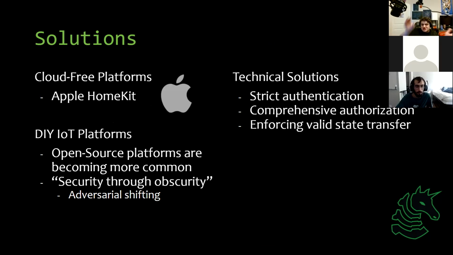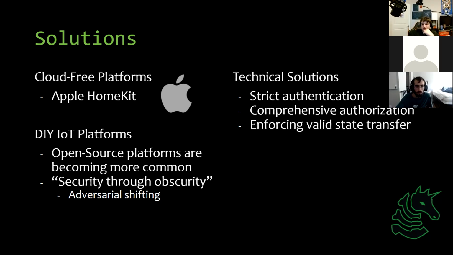So here are some of the solutions they came up with, and then we're actually going to talk about what you all think might be some cool solutions to this problem. Cloud-free platforms can help a little bit, like Apple HomeKit, because it will stay local, which means someone can't just mess with your stuff randomly from the internet.